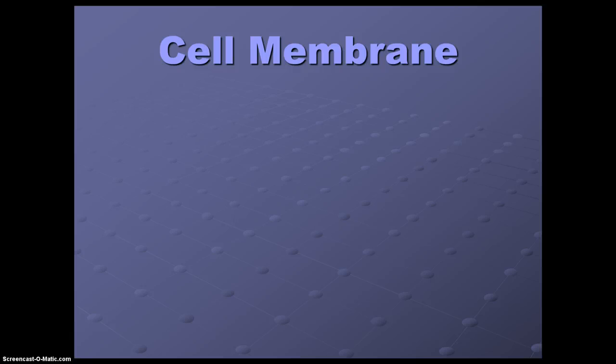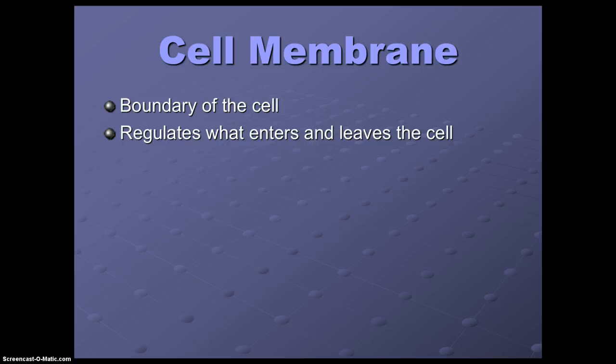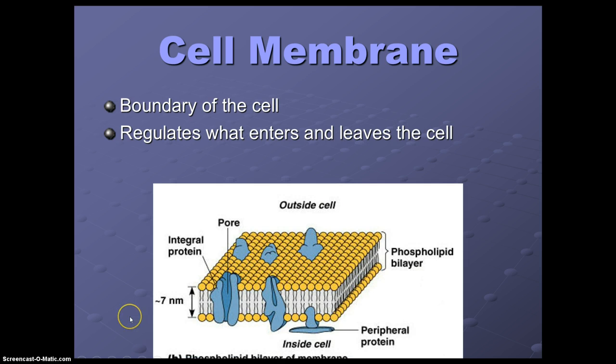Alright, so let's go ahead and just talk about the different structures. The cell membrane, that is the boundary of the cell, so it's the outside of the cell. And it controls what enters and leaves the cell. Alright, and so what you see in this diagram is the cell membrane.